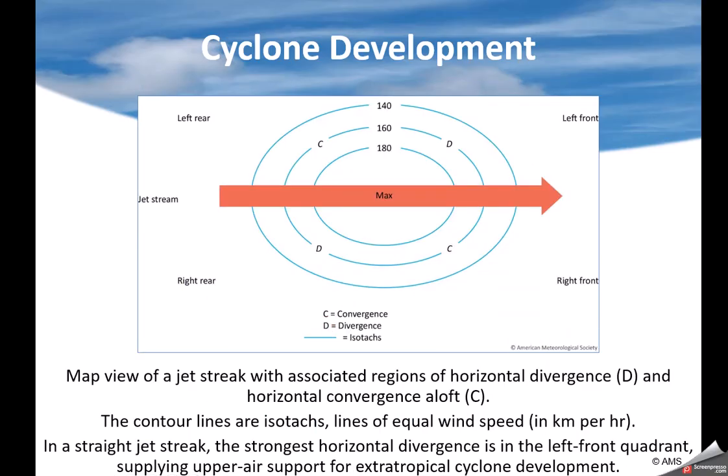In that jet, we have what we call jet streaks. As part of that, you'll notice that if you were looking straight ahead along the jet streak, on the left front side you'd see a D for divergence. On the right rear, you also have divergence. These are areas where low pressure has a tendency to develop. And the other areas are convergence, where high pressure has a tendency to develop.